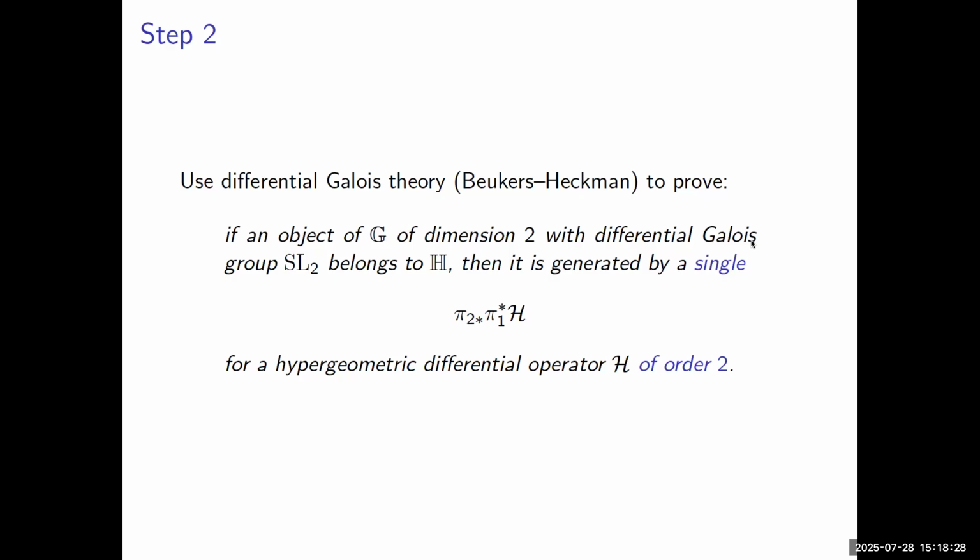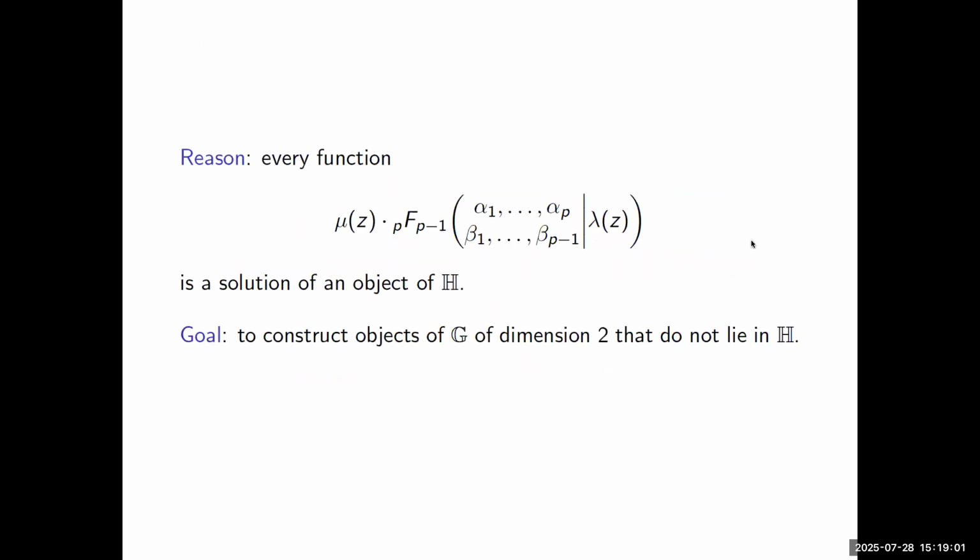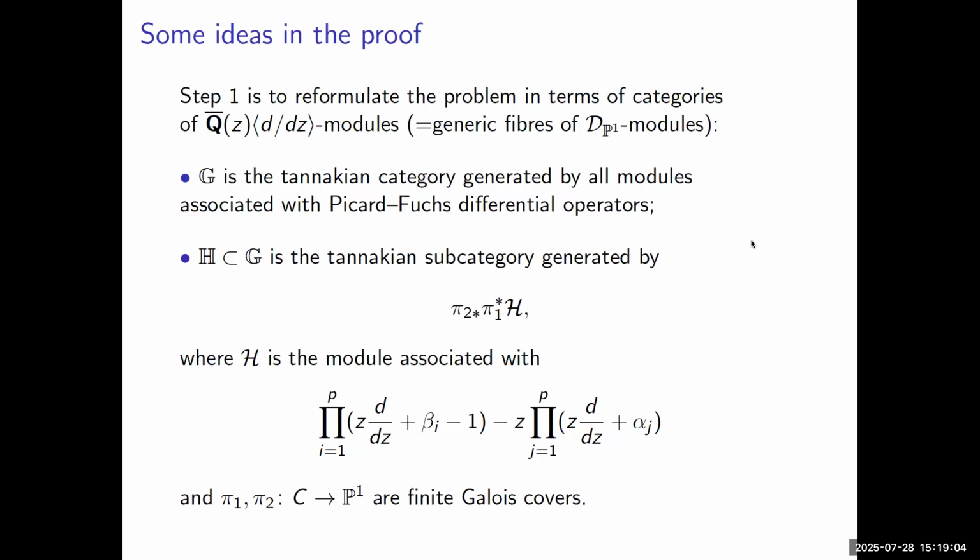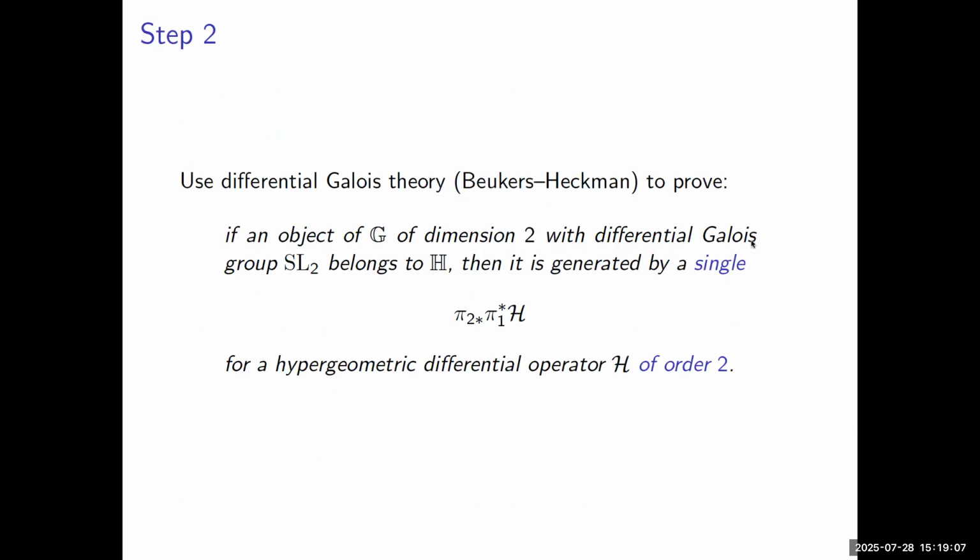And the result is that you take an object of G of dimension 2. So the Tannakian group is inside GL2. We assume that it is big, so actually assume that it contains SL2. You can always twist by the determinant, that's not a big deal. And then step 2 says that it is actually generated by a single construction of this kind. And H is not any hypergeometric differential operator, it's actually one of the two. Okay, so one where here p is equal to 2. Okay? So this makes things much more concrete.